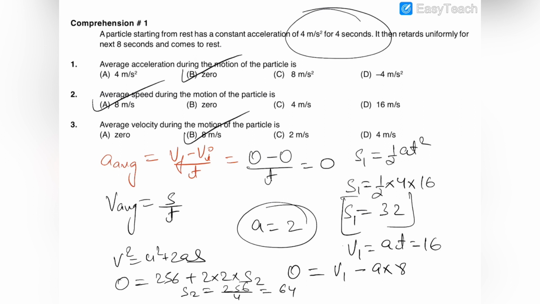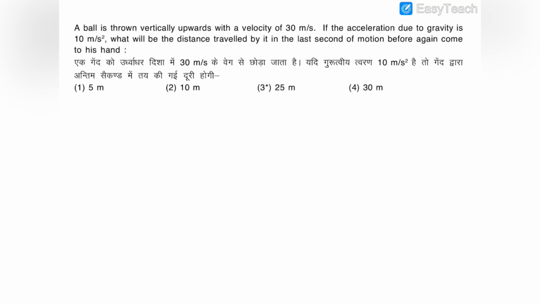Now we move on to the next question. In this question, you can see that a ball is thrown vertically upwards with a velocity of 30 meters per second. Its acceleration is 10, which is acceleration due to gravity acting in the downward direction initially. And we have to find out the distance traveled by that ball in the last second of its motion before coming into the hands of the thrower.